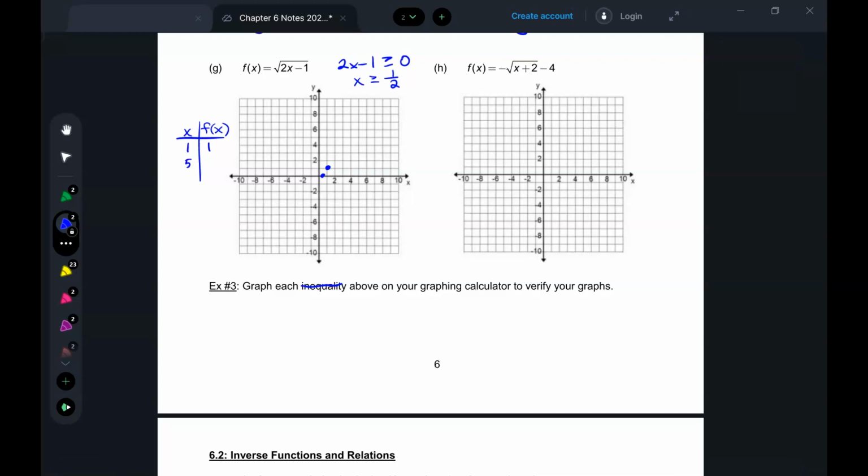You can almost just try different numbers. If I plug in 2, that's not going to work. That's going to give me 3, right? Just keep thinking of numbers until you get a perfect square. So 5, 3. And last one. I didn't ask domain and range, but if I did, domain would be greater than or equal to 1/2. Range would be y greater than or equal to 0.